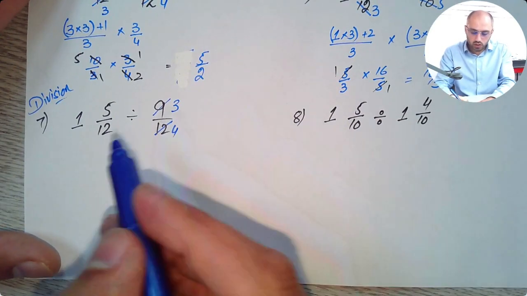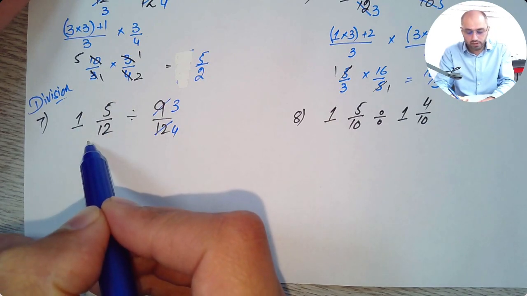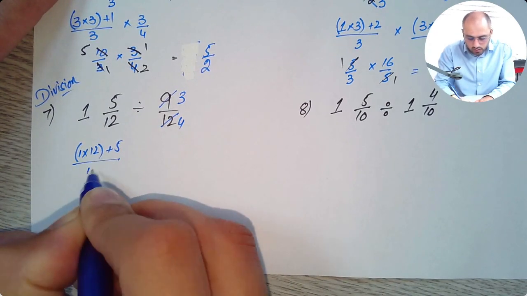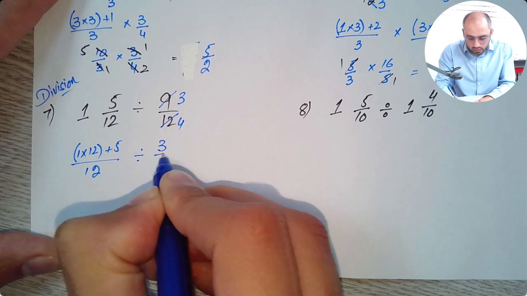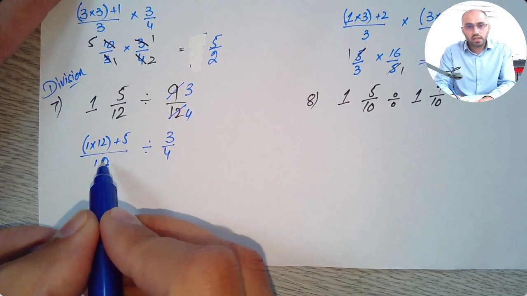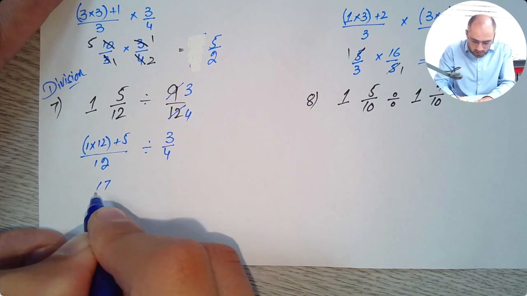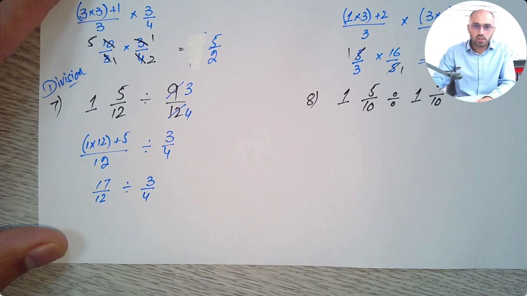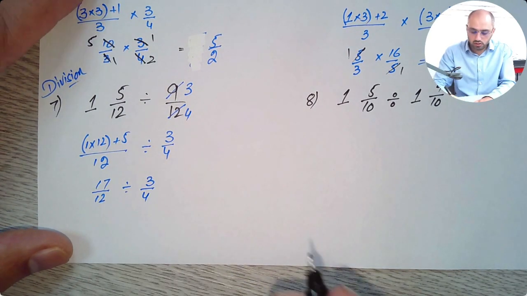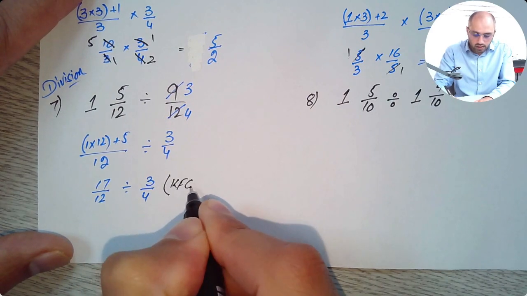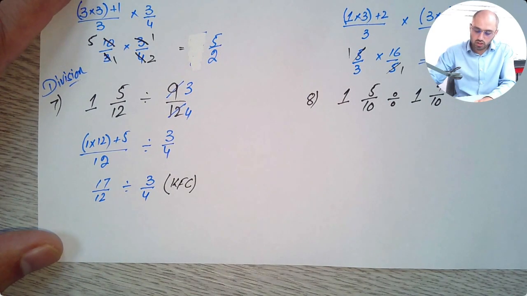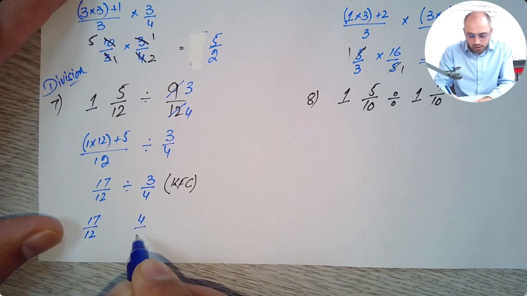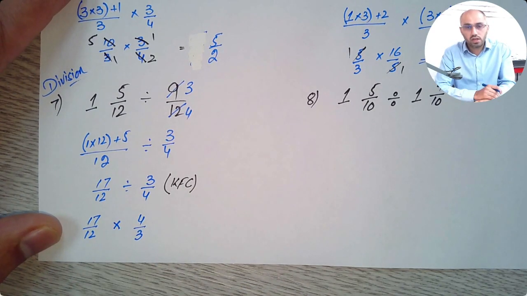Now I'll go ahead and convert this mixed number into an improper fraction. So I'll write down 1 times 12 add 5 over 12 divided by 3 over 4. If you simplify this fraction, it will change to 17 over 12 divided by 3 over 4. At this stage, I noticed that there's a divide sign and I'm dividing two fractions. So I'll remind myself of the KFC rule, which is keep, flip, and change. So I will keep the first fraction as it is. I'll flip the second fraction and I'll change the division sign to multiplication.